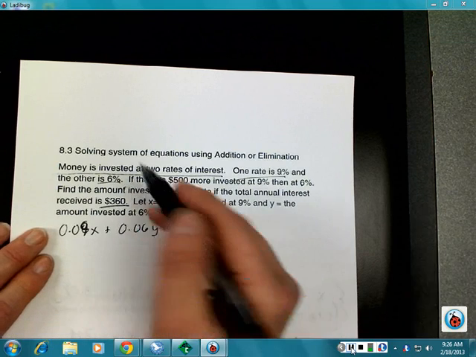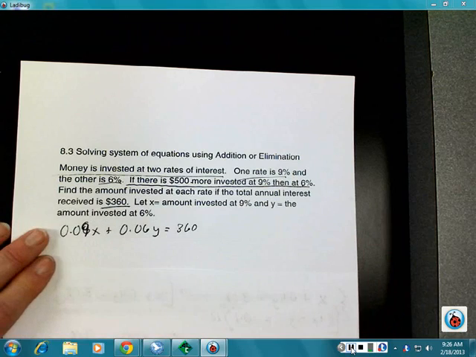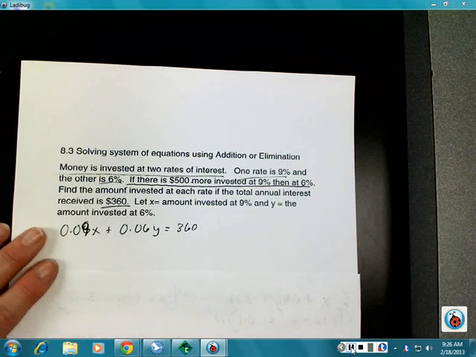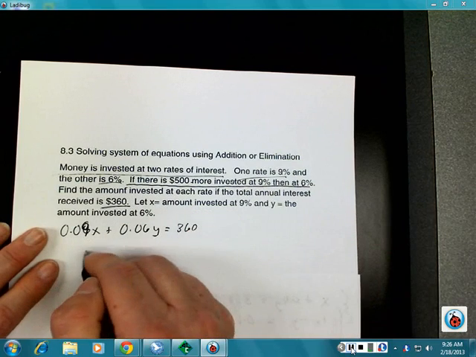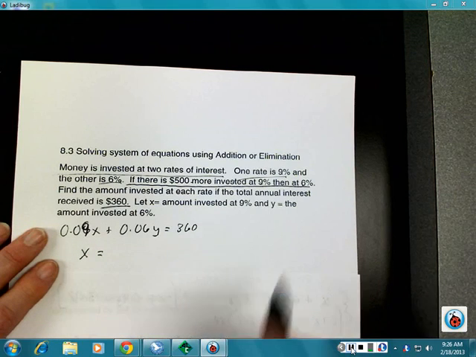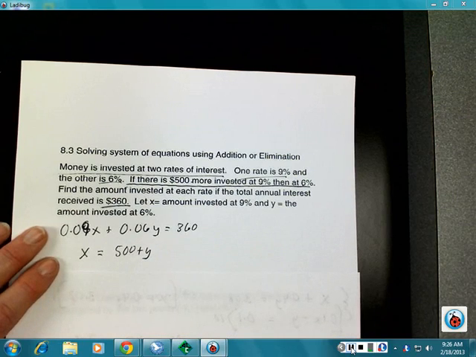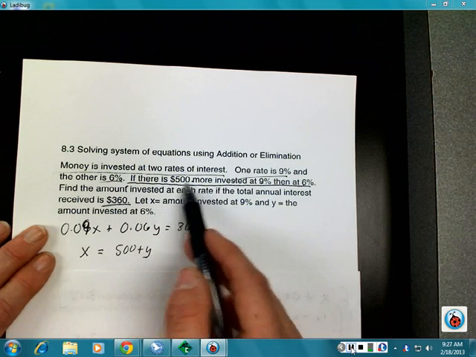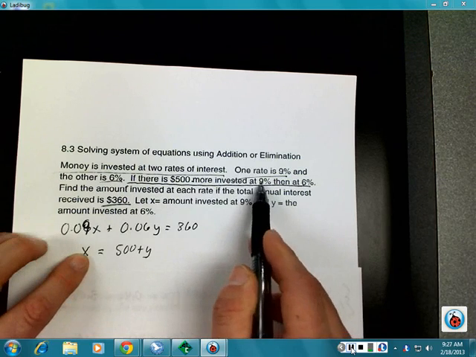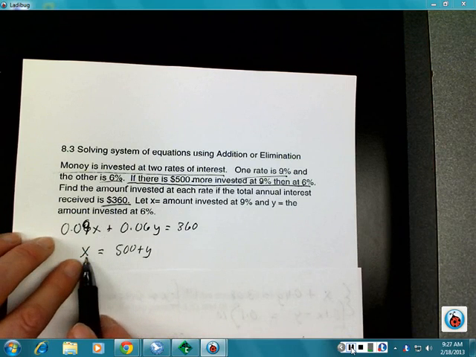But it tells me right in this line right here, there's 500 more invested at 9% than at 6%. So what does that mean? Well, that means I have 500 more invested at 9, so that means X is going to have 500 plus Y, because it's the investments that I'm putting in there. We okay with that part? Yes or no? Because it says that there's 500 more invested at 9% than at 6%. So the 6% amount plus the 500 will give me how much is invested at the other.